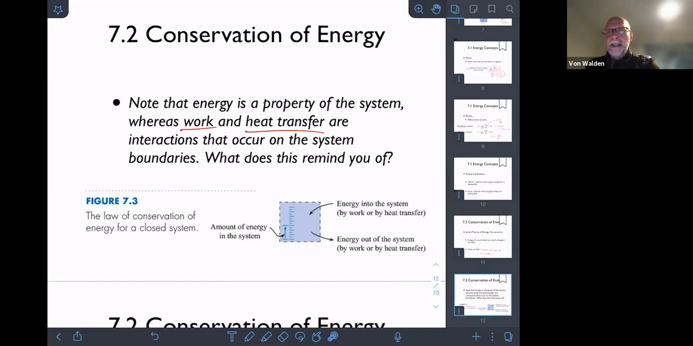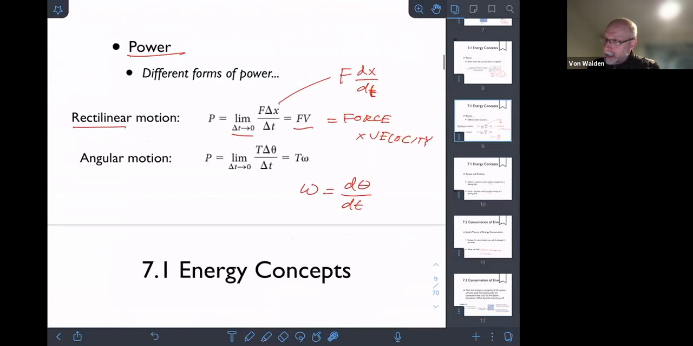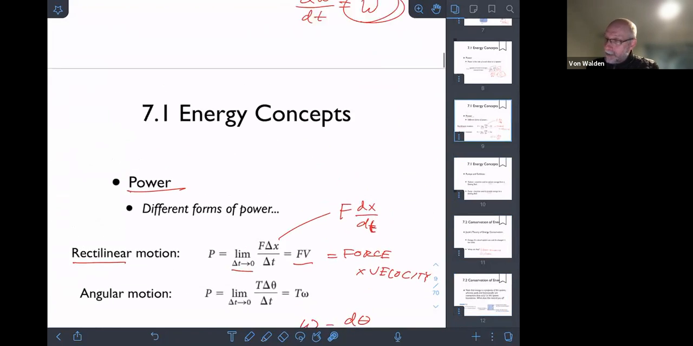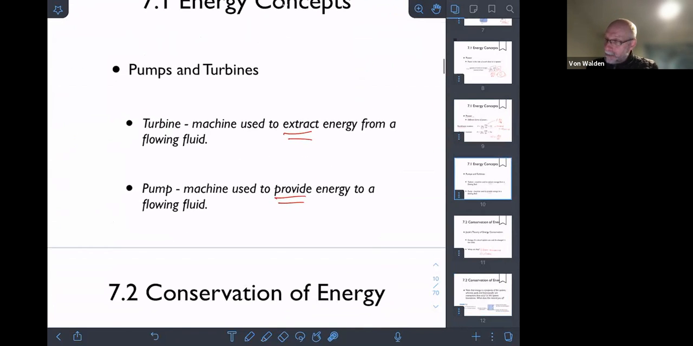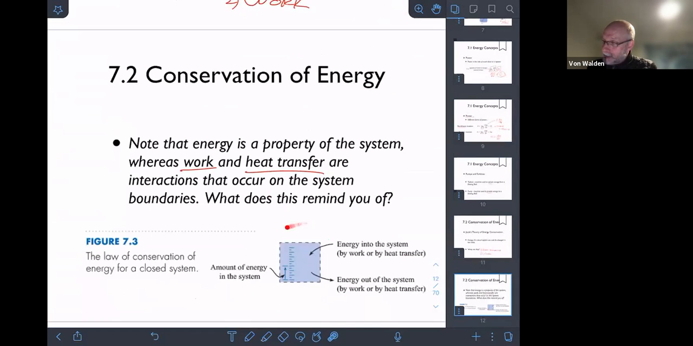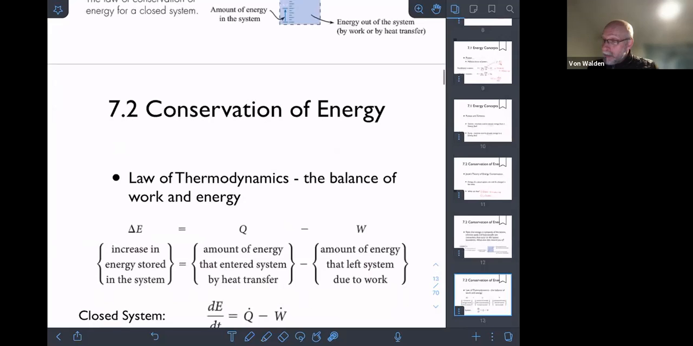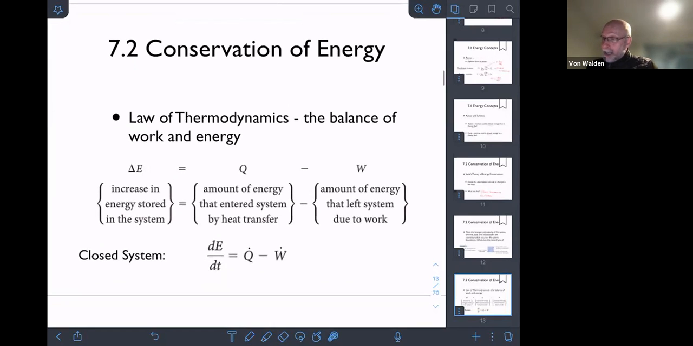So these are the concepts that we've gone through today: all these definitions, the definition of energy and power, what a pump and a turbine are, and also conservation of energy, leading up to this concept here. These are basically going to show up in this derivation of the energy equation, which is basically the Reynolds transport theorem applied to energy.